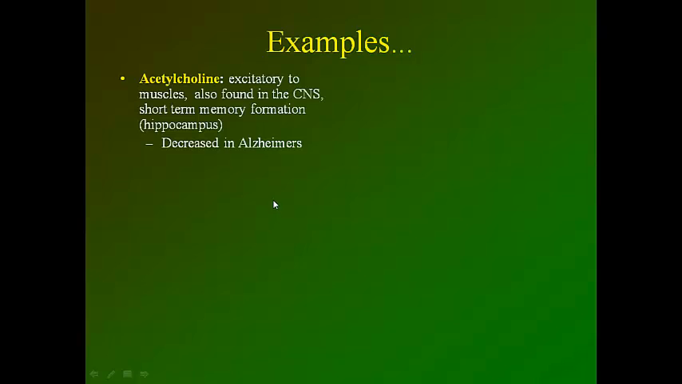The first one's acetylcholine. Now remember, they can be excitatory or inhibitory. We already talked about this when we talked about muscles. Acetylcholine is excitatory to muscles. So when acetylcholine binds to a skeletal muscle cell, it's going to increase the chances of muscle contraction. But it's also found in the central nervous system, and it's involved with memory formation. The hippocampus, which you'll review when we go through brain parts. In people with Alzheimer's, the amount of acetylcholine found in the hippocampus goes down. So they're not able to form short-term memories.